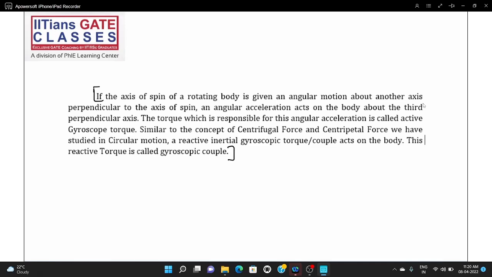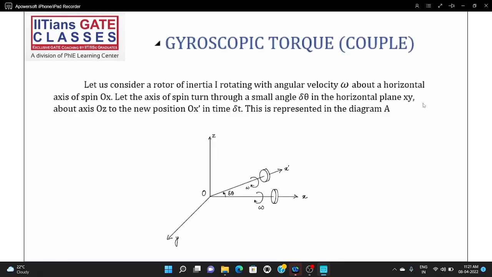The first thing that we need to know in this chapter is that there are three axes. One is the axis of spin. One will be the axis of precession, about which there will be an angular acceleration, and there is a third, perpendicular axis, which will be known as the axis of gyroscopic couple. Let us try to understand all these three points.